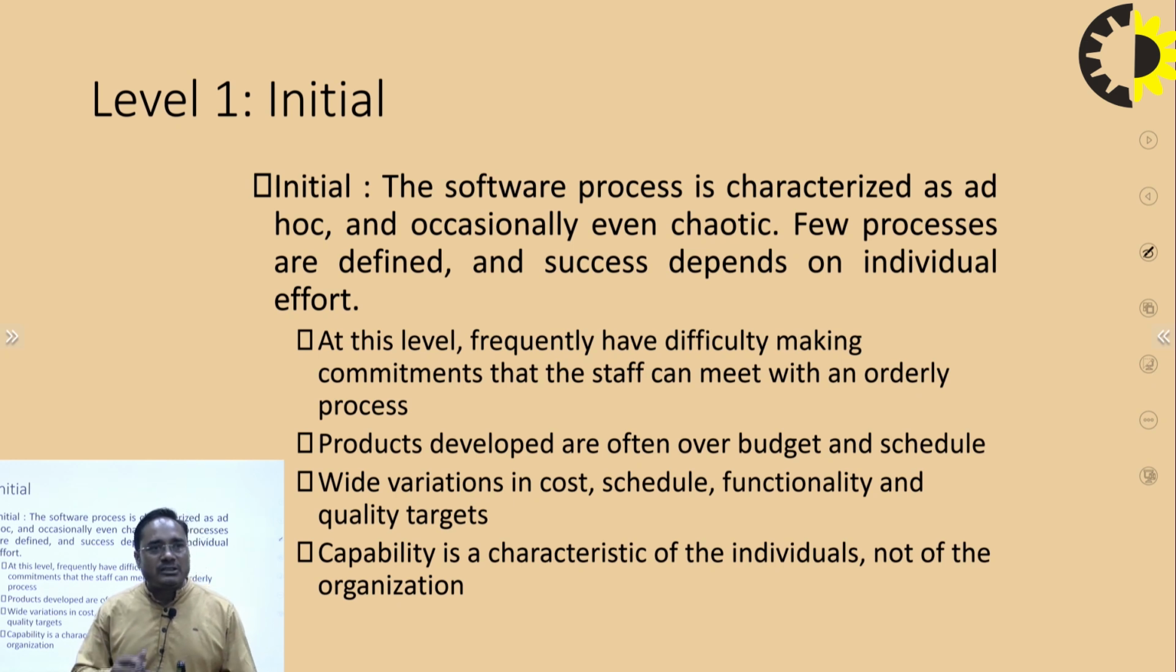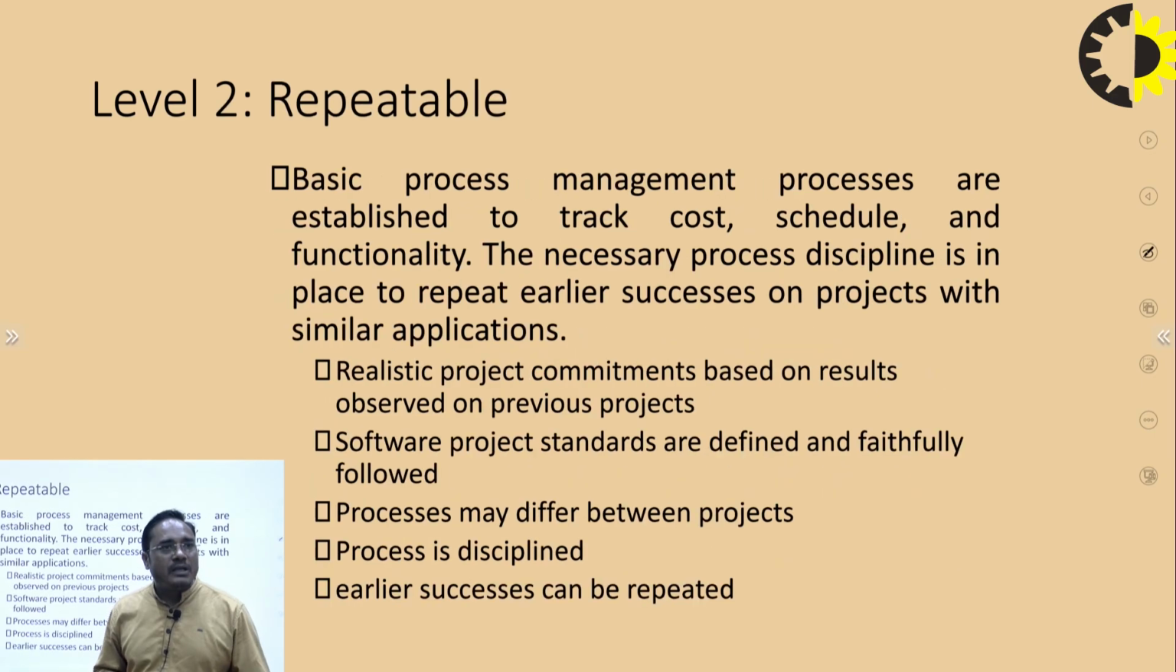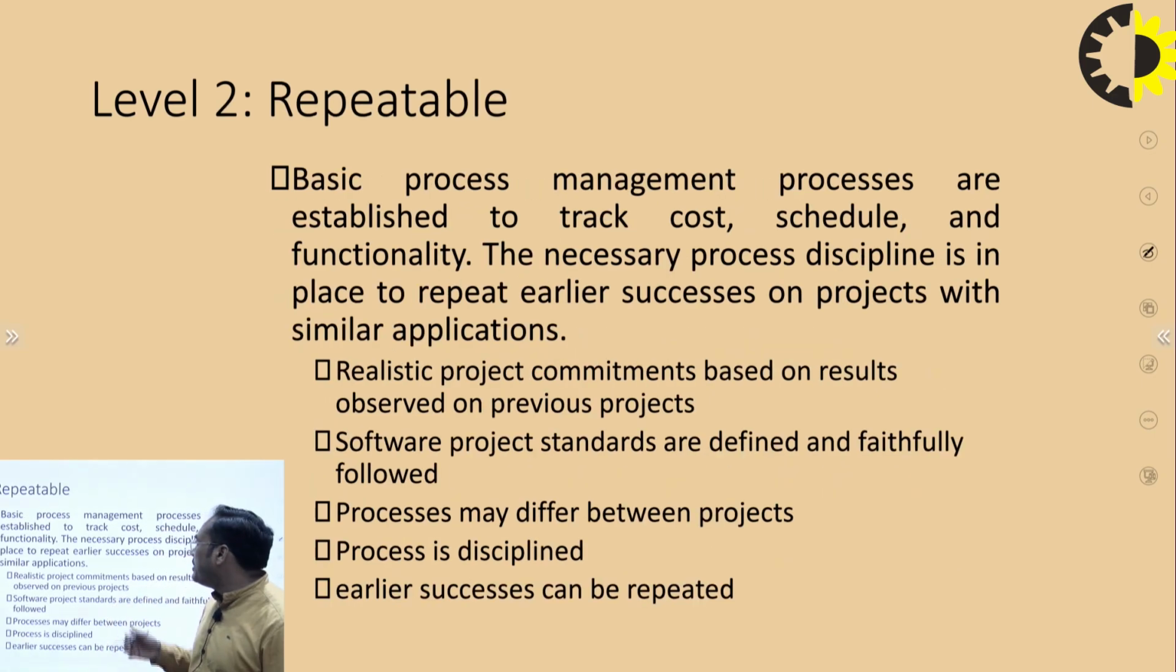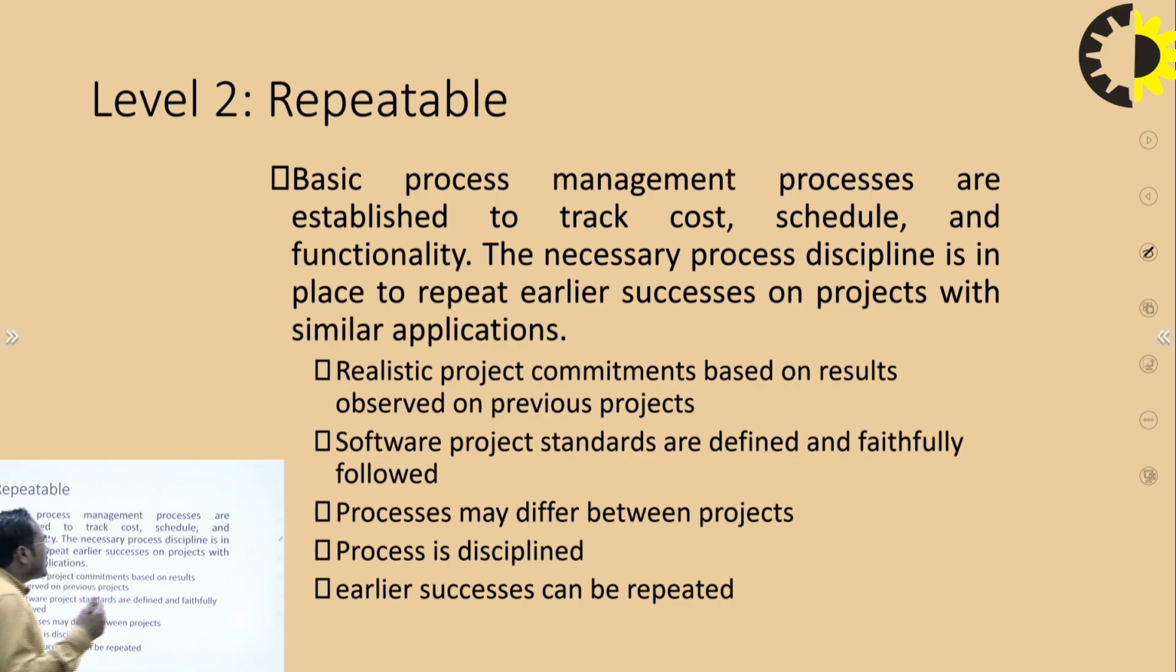So the initial level is not a whole level, it is a beginning level where a number of challenges may occur, which we can solve. Now the second point is the repeatable level. The basic project management processes are established to track cost, schedule and functionality. So basically what is the cost, what is the schedule and what is the functionality used in the software. This comes under the repeatable process.